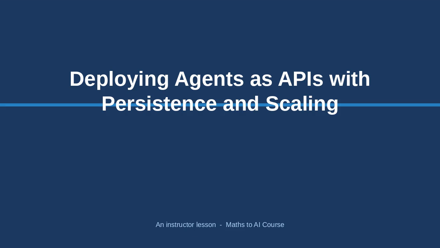Welcome. In this lesson, we take an agent graph out of the notebook and turn it into a production-ready API. We'll cover wrapping it in FastAPI, persisting conversation state, streaming responses, containerizing with Docker, and scaling horizontally.